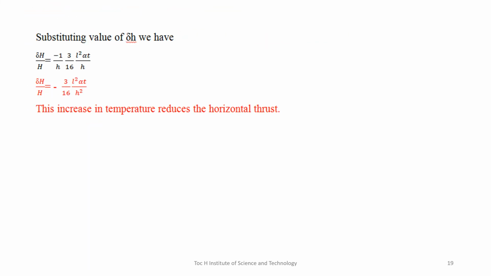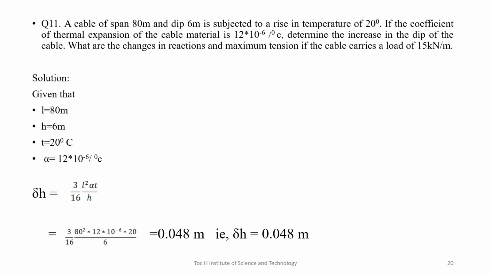Okay. Now delta H by H is equal to minus 3 by 16 L square alpha T divided by H square, where T is the increase in temperature, to find out the horizontal thrust. That means if you are increasing the temperature, the horizontal thrust decreases, and by taking this delta H by H value, we can find out the effect of this temperature on the cable. Okay. Now let's see some problems regarding this.